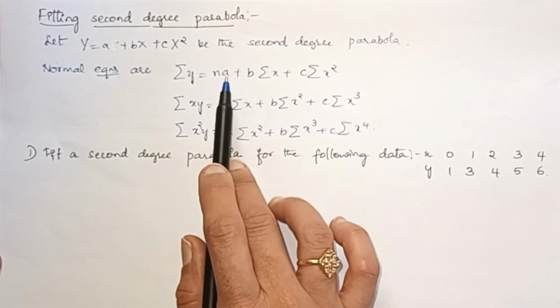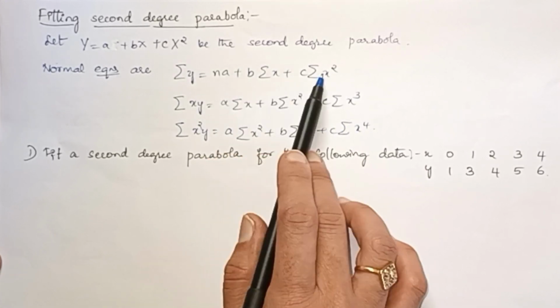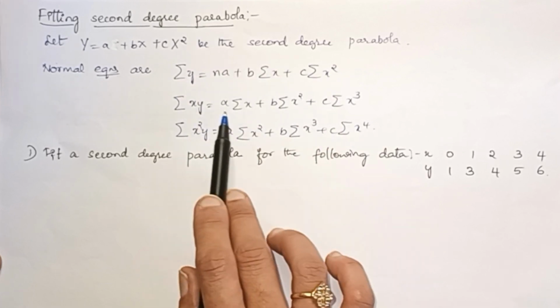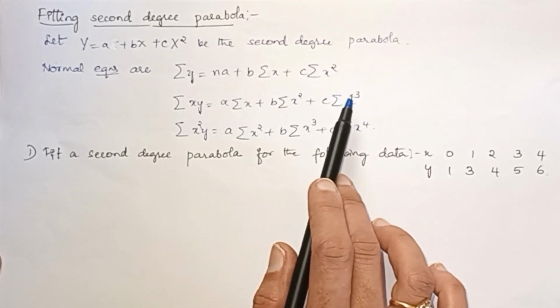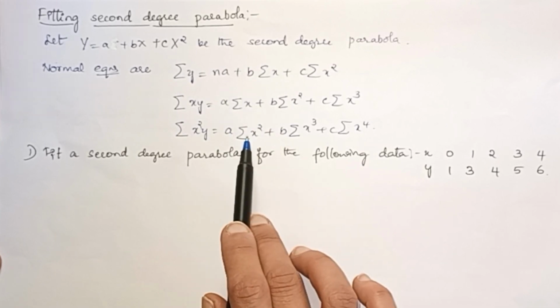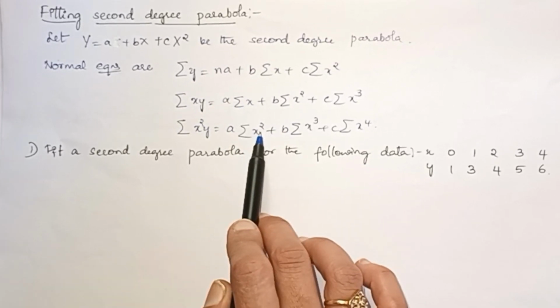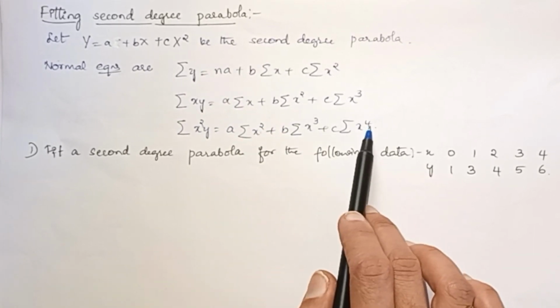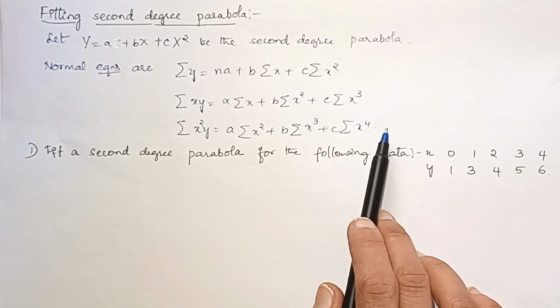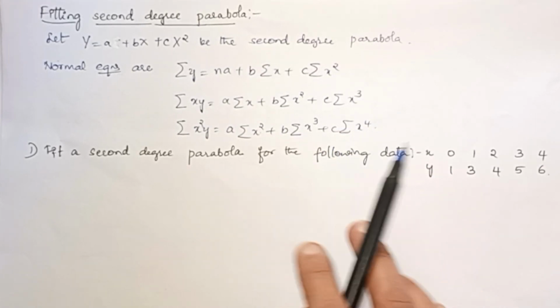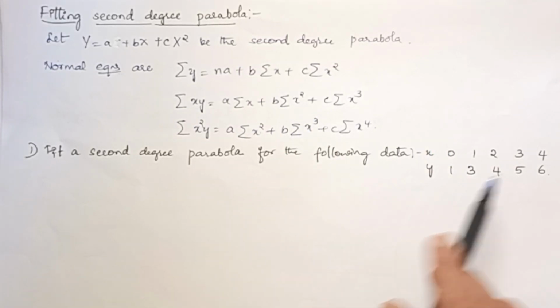Easy to remember. First constant, then linear, then degree 2. Then in the second equation, linear, degree 2, degree 3. Then in the third equation, where it was linear, now it is quadratic, cubic and biquadratic, like that. So these are the normal equations. You have to remember these equations while fitting a second degree parabola to any data.